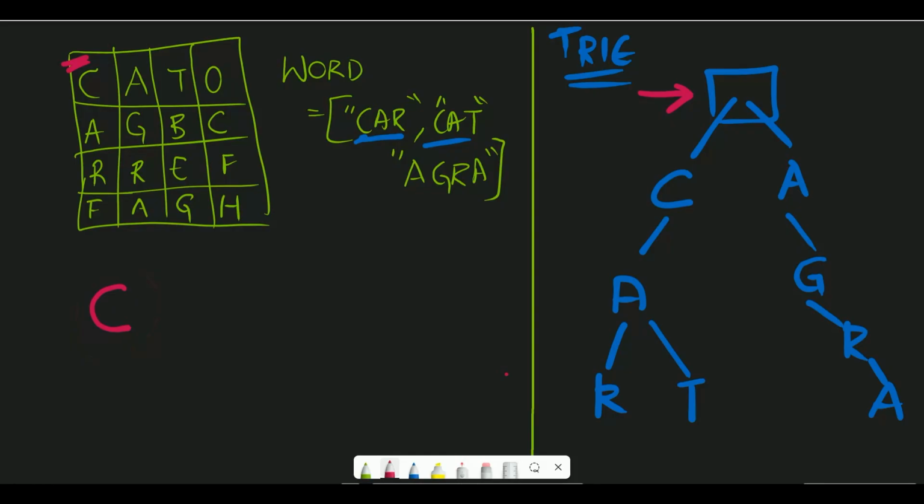So I'll go to my left direction. In my left direction, it will be pruned because it's out of bounds. I'll go on my top. That is also pruned because it's out of bounds. If I go to the right of the character C, I see an A.